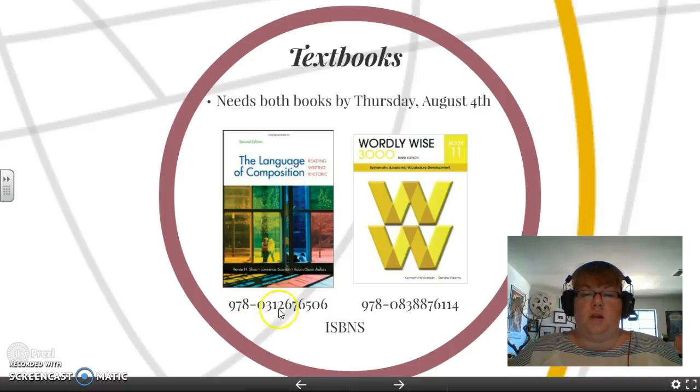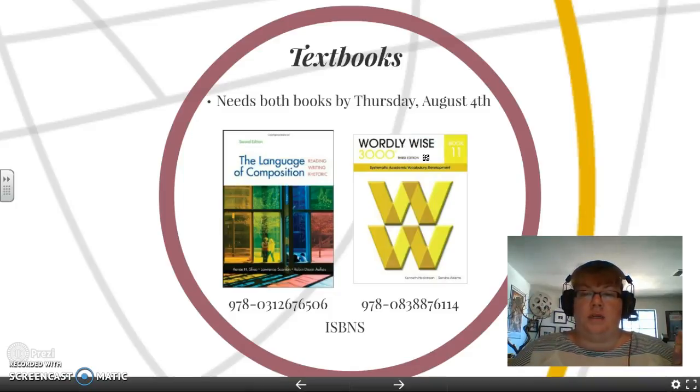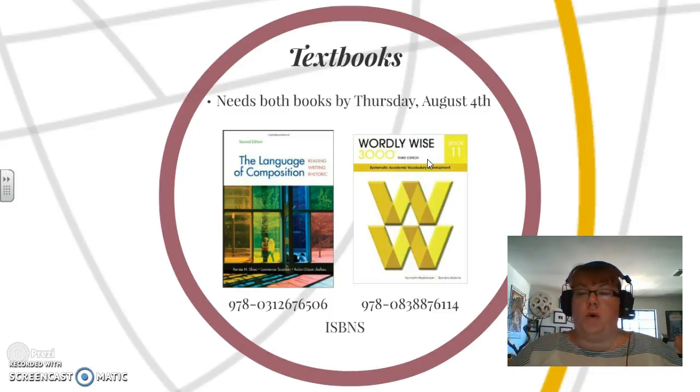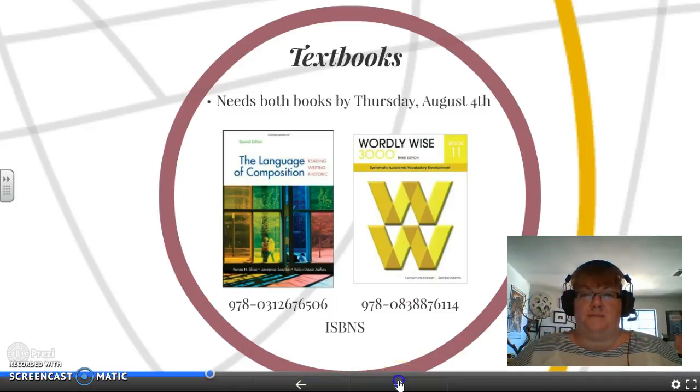ISBN numbers are listed here below. For Wordly Wise, make sure it's book 11 that's yellow and that it's the 3rd edition. It's important that you also note that the book has to be blank, as in no one could have previously done pages in it. I don't want answers, I don't want notes, I don't want any of that in it, and I will be checking books the first time we use them.